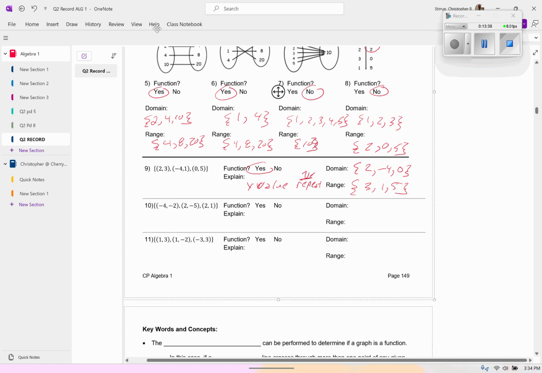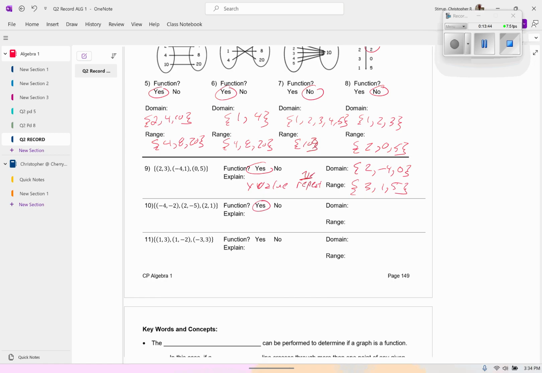Is this a function? I have -2, -5, and 1, so yes, the y values don't repeat. Y value, no repeat. The domain of it is going to be -4, 2. I don't have to list the second 2. If you do, it's not wrong. The range is going to be -2, -5, and 1.